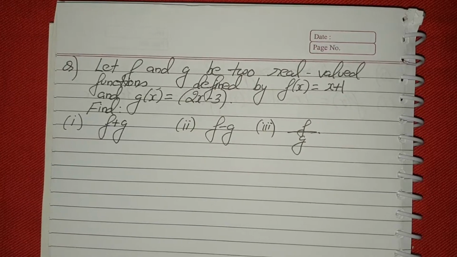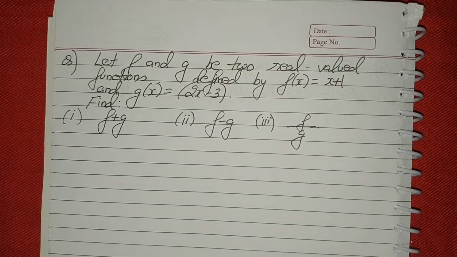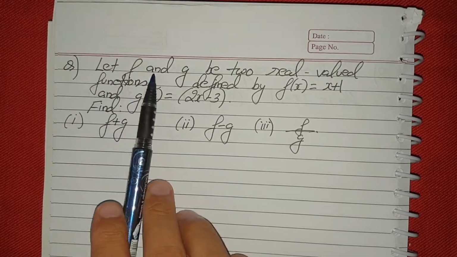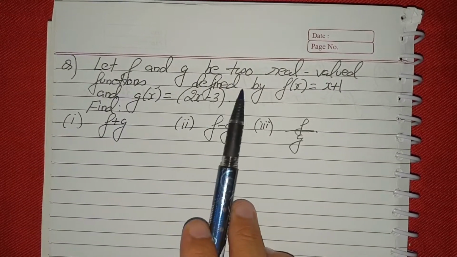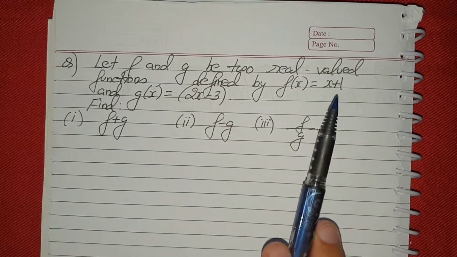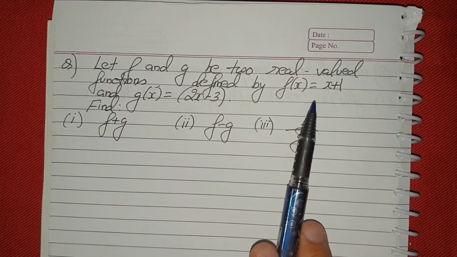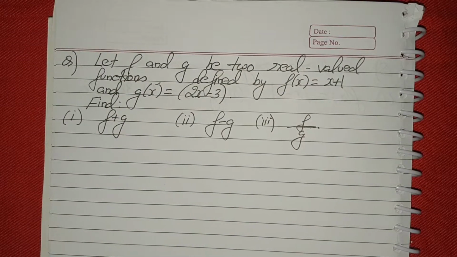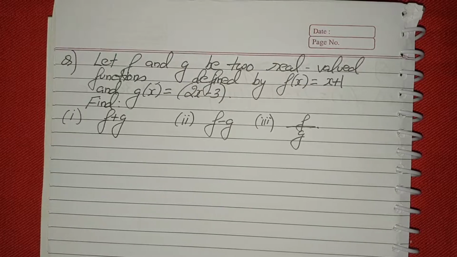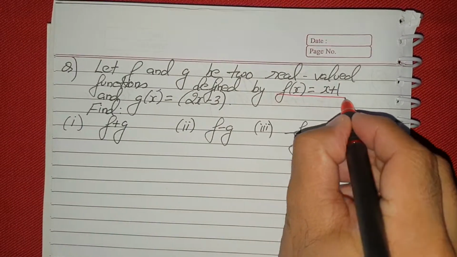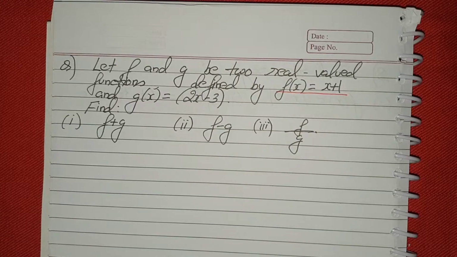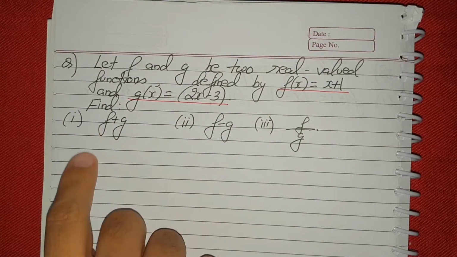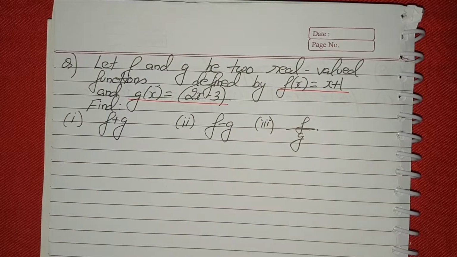Okay, so in this video we will be discussing the questions of relation and function. Our first question is, let f and g be two real valued functions defined by f(x) = x + 1 and g(x) = 2x - 3. These are the two functions. Now find f + g, f - g and f/g.